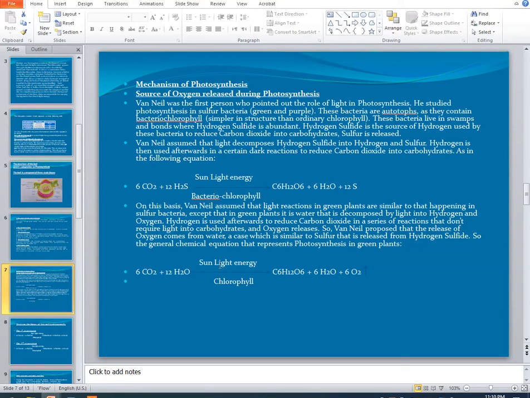And oxygen is released. Hydrogen is used afterward to reduce carbon dioxide in a series of reactions that don't require light, into carbohydrate. So Van Niel proposed that the release of oxygen comes from water, a case which is similar to the sulfur which is released from hydrogen sulfide. So the general equation that represents photosynthesis in green plants: 6CO2 plus 12 water molecules, by the absorption of sunlight energy and the chlorophyll, release glucose, C6H12O6, and 6 molecules of water, and release oxygen.